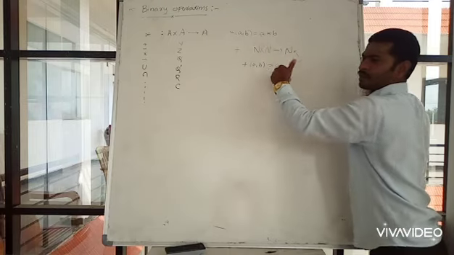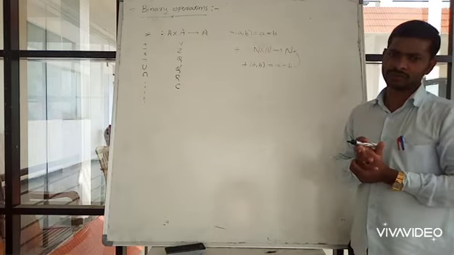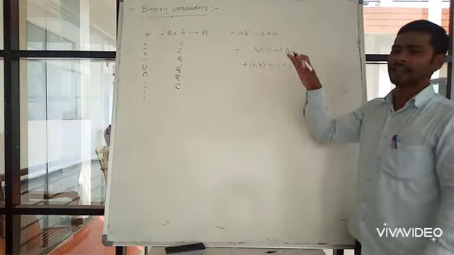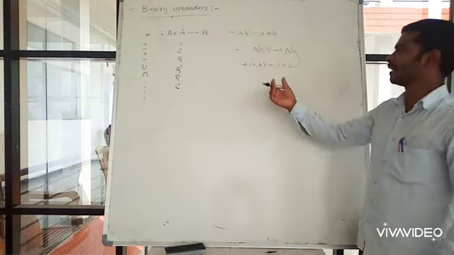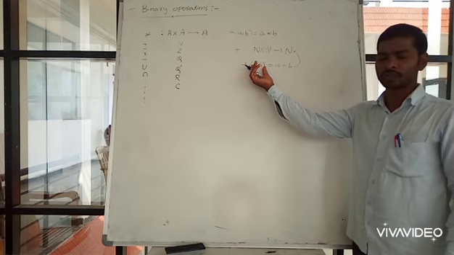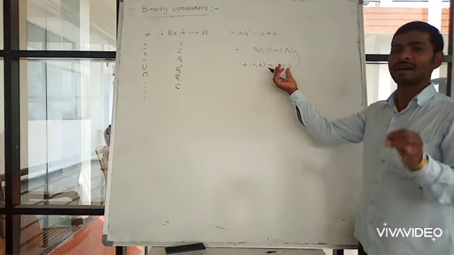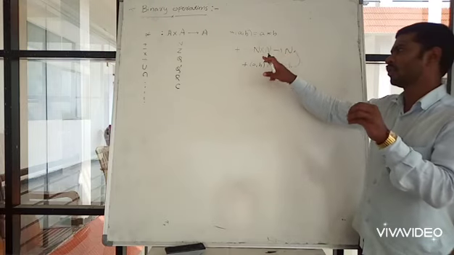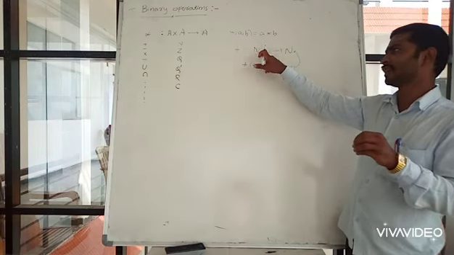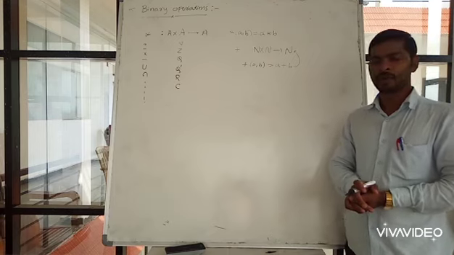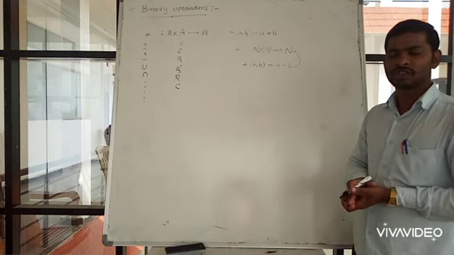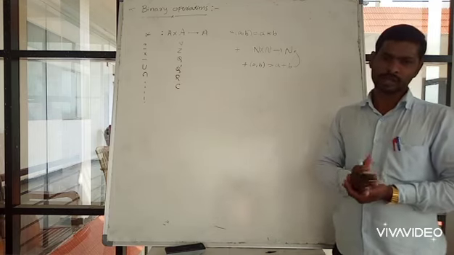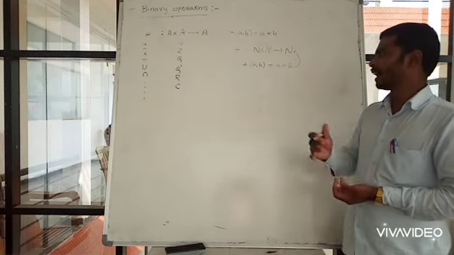If this function is not defined, it is not a function. Therefore, this is a binary operation, because the addition of any two natural numbers is again a natural number. The result is again a natural number. So addition on this set N is a binary operation. Natural numbers are the counting numbers 1, 2, 3, 4, 5 and so on.